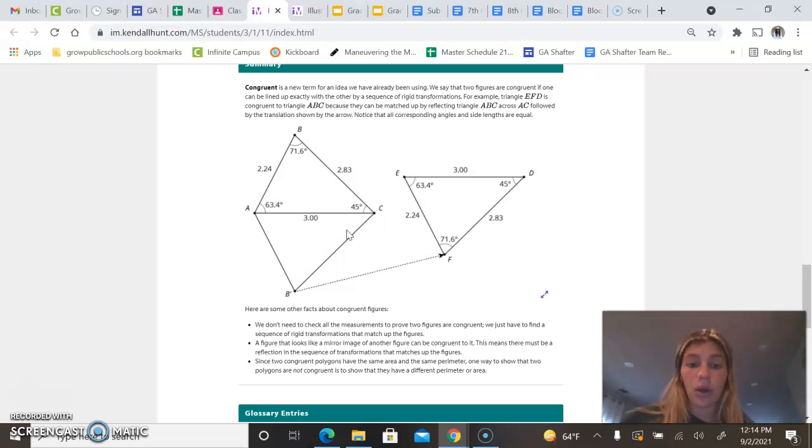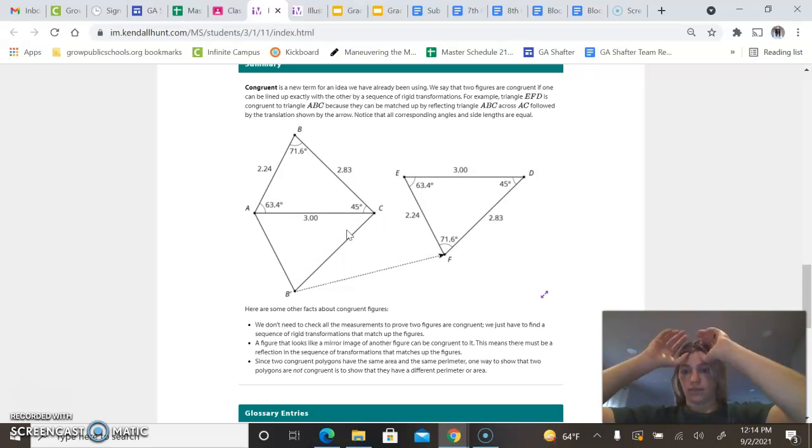transformations. Okay. Now also, a figure that looks like a mirror image of another figure can be congruent to it. This means that there must be a reflection in the sequence of transformations that match up the figures. So even if it's a reflection, it still can be congruent if it went through a rigid transformation and all of the side lengths and angles are the same.